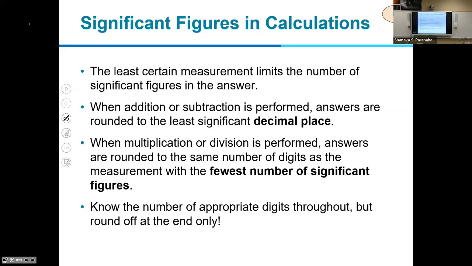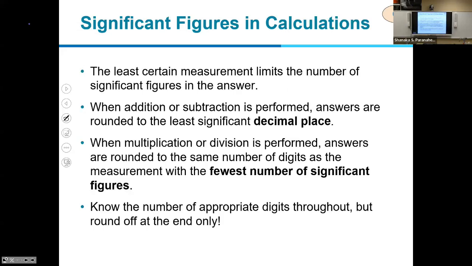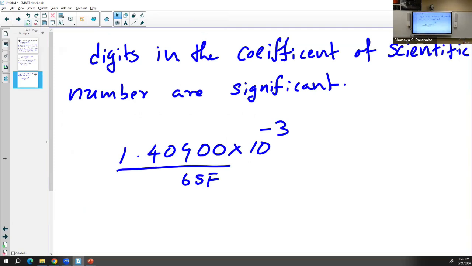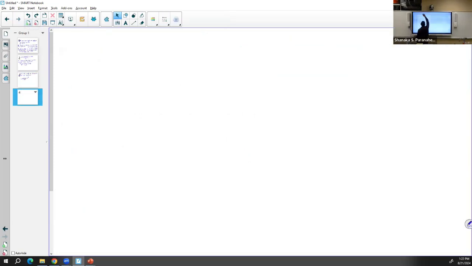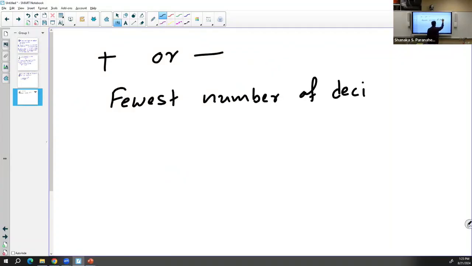Okay, so we're going to talk about significant figures in calculations and the rules. I'll come to this in a minute. So let me explain this here. This is the first rule, for addition and subtraction. The rule is the first number of decimal places.